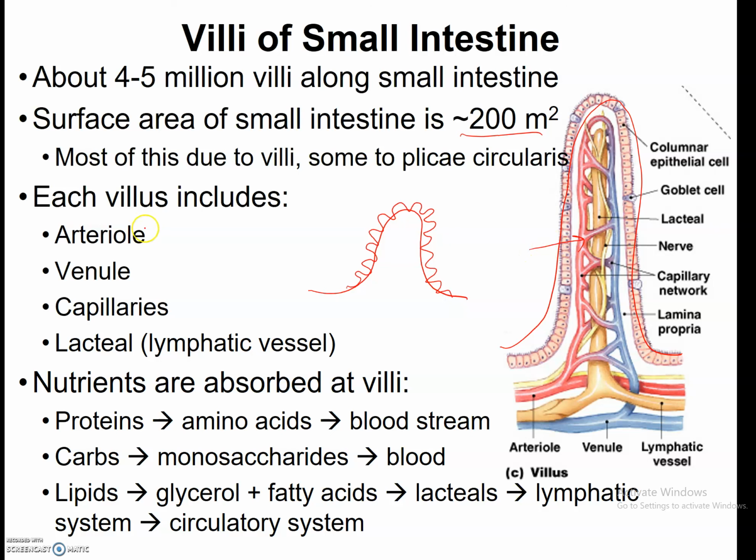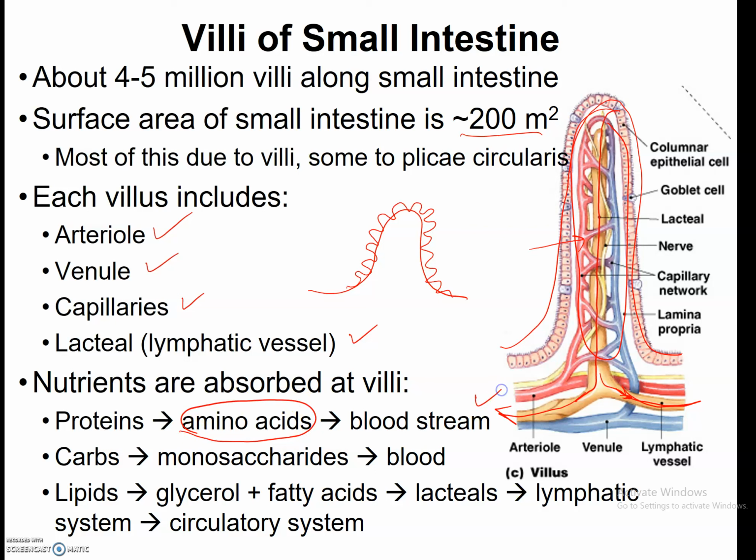Each villus has an arteriole, a venule, capillaries within them, so you can see that right here in the vasculature, and also a lacteal. A lacteal is a blind-ended lymphatic vessel. So here's the actual lymphatic vessel here, taking fluids out in that direction. Right here is where absorption occurs. So one of the interesting things is that we have fats absorbed into the lymphatic vessels at the point of the small intestine. So the nutrients absorbed are going to be proteins that have been digested into amino acids.